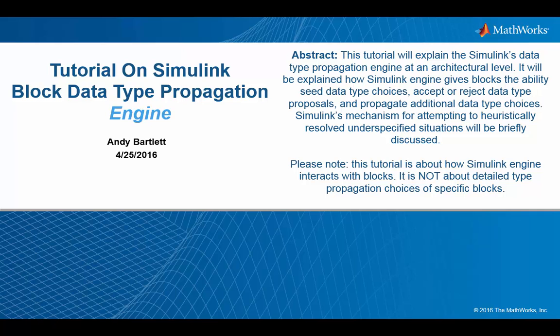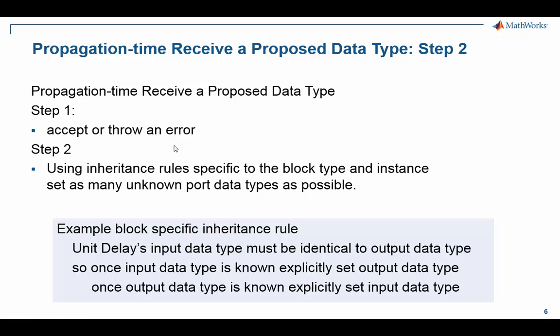This video will be a continuation of a tutorial on Simulink data type propagation engine. In particular, we'll be covering the second half of propagation time when a block receives a proposed data type. As we showed in the previous video, the first step was that the block either accepts the data type or throws an error. If it didn't throw an error, it can go to step 2.